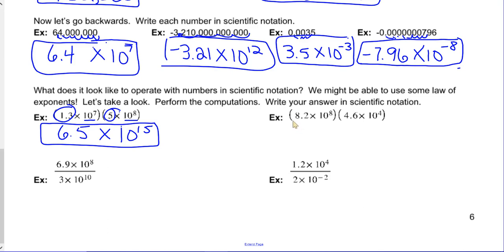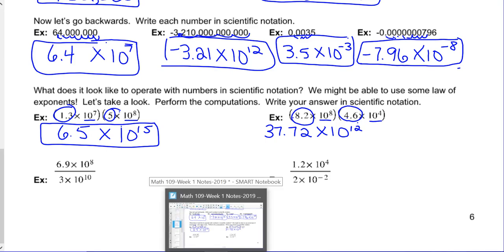Now, when I go over to this one and I combine 8.2 and I times it by 4.6, I end up getting 37.72. Now, that number is definitely not between 1 and 10, so we're going to have to figure something out here. Now, if I go ahead and combine my exponents, 8 and 4 gives me a total of 12. Now, if you envision this, sometimes this is hard to, do I make it a 13 or do I make it an 11 when I need to move this decimal over one place to get my number between 1 and 10?